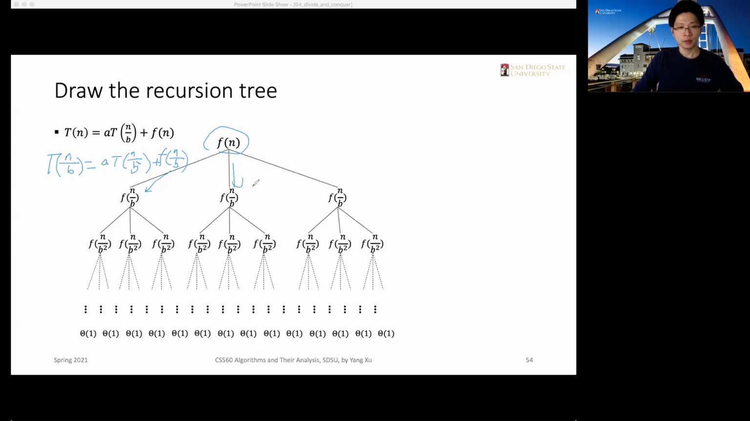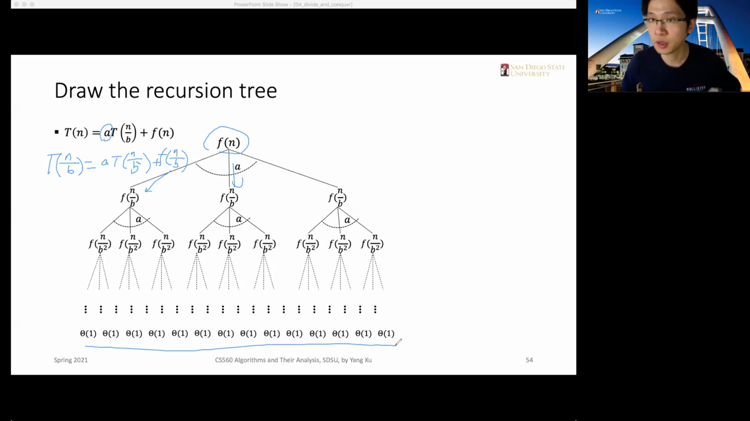One thing that we didn't show here is that we cannot plot all the branches, because a is a general number. So we are just plotting 3 branches to showcase. And the bottom level is constant. That is also from the definition of the recurrences. Given this tree, we just need to do the same thing that we did before. We just look at each level.